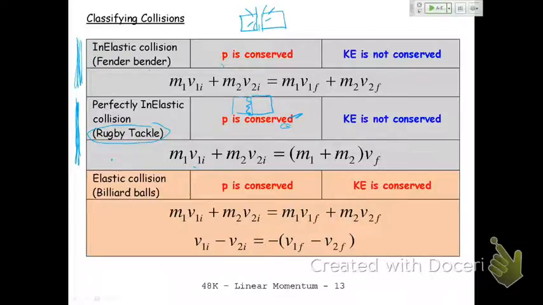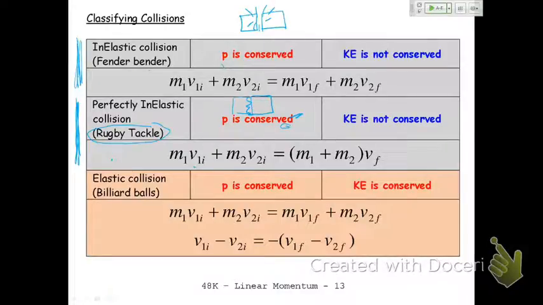A mud pie, if I throw a mud pie, it tends to stick to the face. Tomatoes will stick on people as opposed to bouncing off. So, that is the elastic collision.